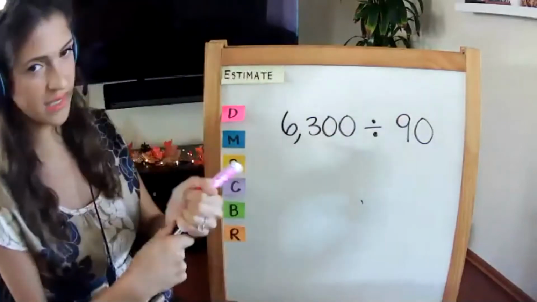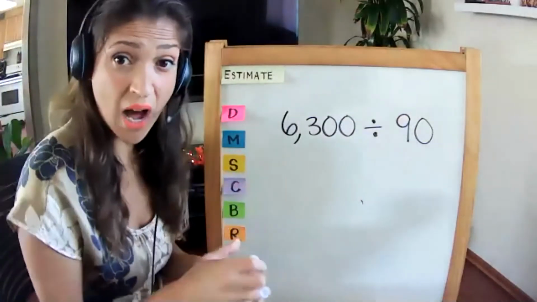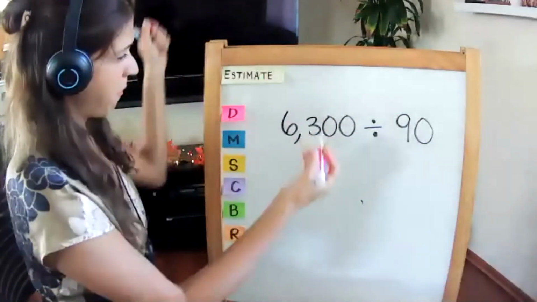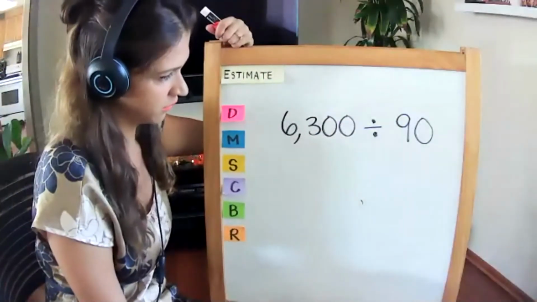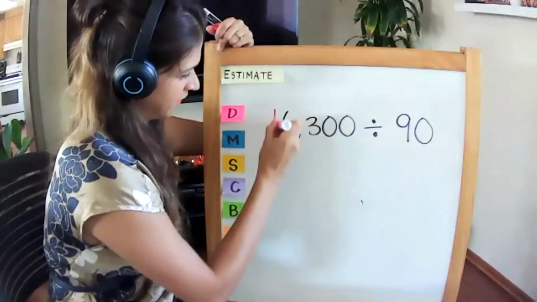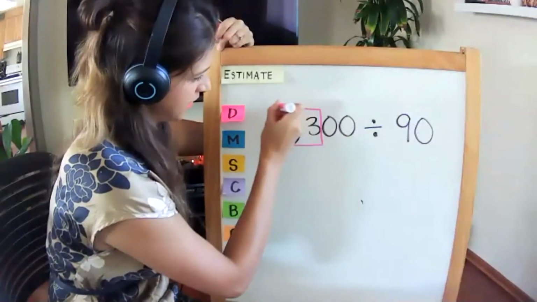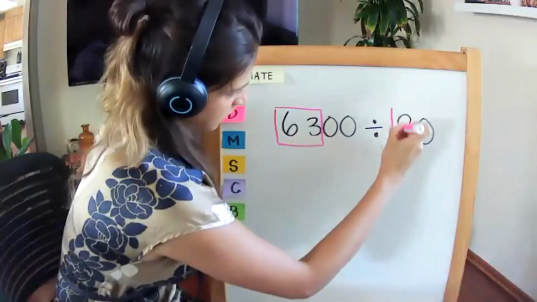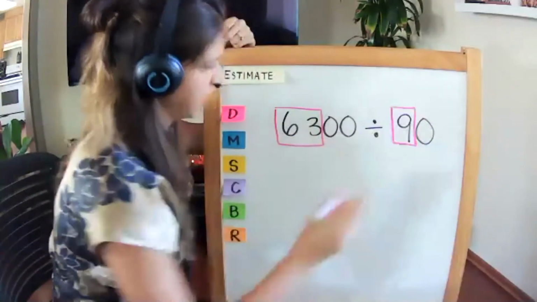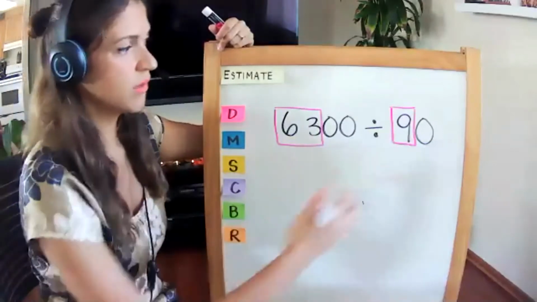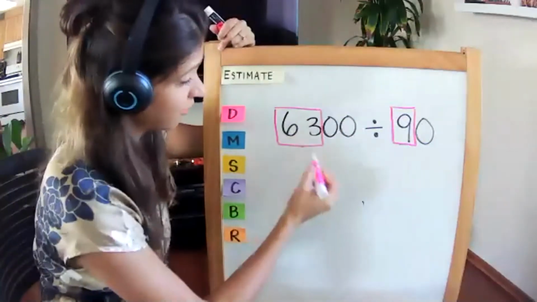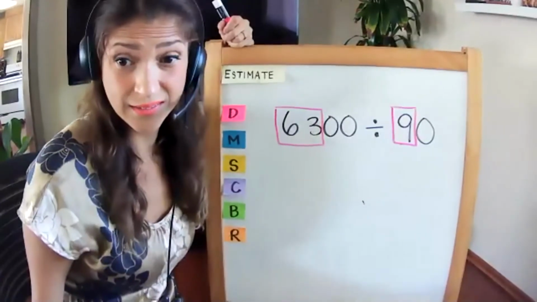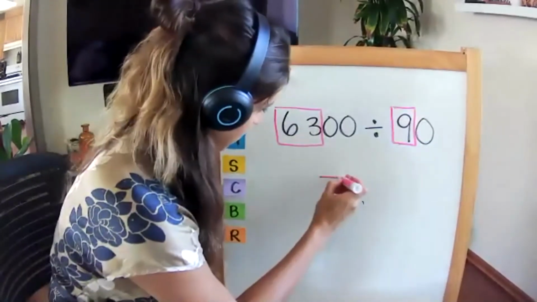All right, first step. Box your basic facts. What are my basic facts here? 63 divided by 9. I'm going to take that little punctuation mark out. And 63 divided by 9. Don't worry about the other zeros right now. Let's solve. How many times does 9 go into 63? 7. Good.